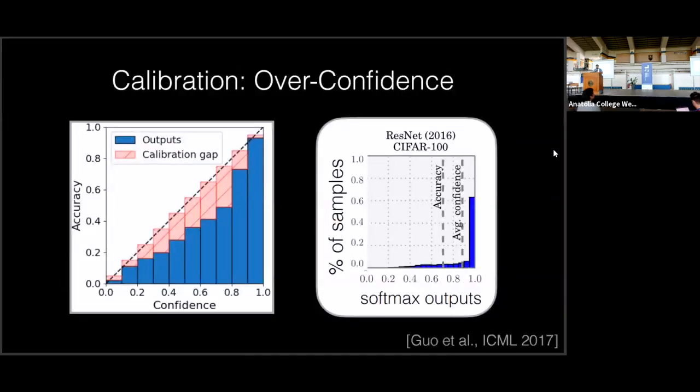This is actually a reliability diagram for that ResNet model I showed earlier in the talk, where we see in the histogram on the right, there are a lot of softmax outputs that are near one. And that's causing this overconfidence, because that's making the blue bars drift below the y equals x line, the diagonal line in the reliability diagram.